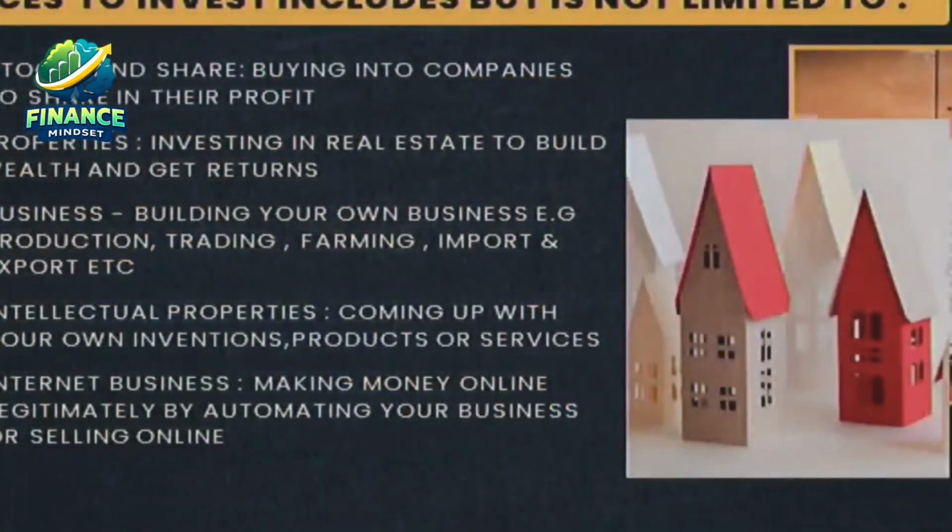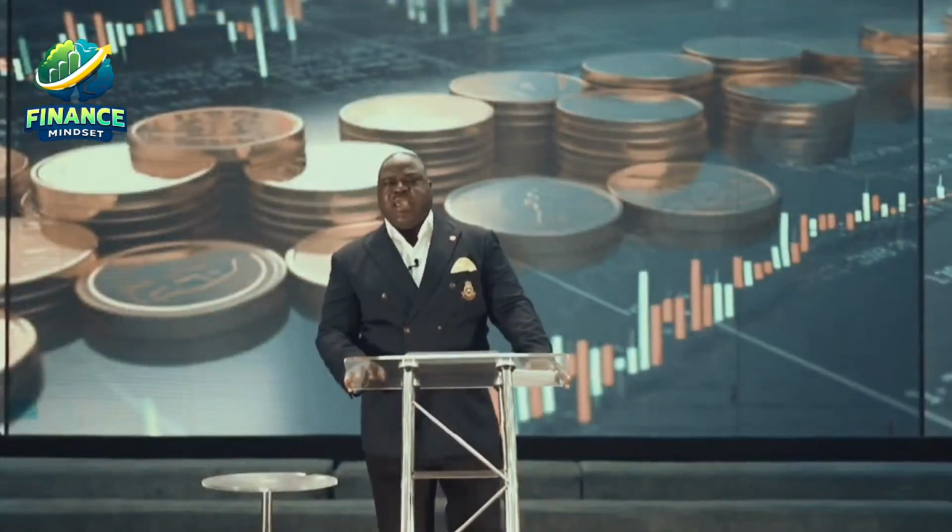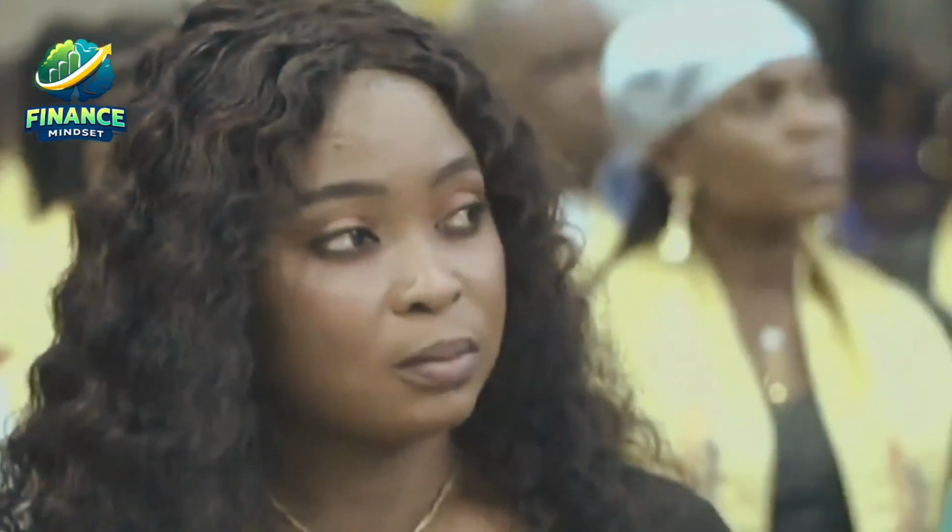Number 5 is internet business, making money online legitimately by automating your business or selling online. There is so much, in fact, a whole lot that can be done online. Everybody online is not doing Yahoo. There's so much money in remote work. There's so much money in investing in all kinds of things. And probably before the end of the year, we'll look into maybe doing a series again on opportunities that you have online that you can take advantage of, so that we can look into that.